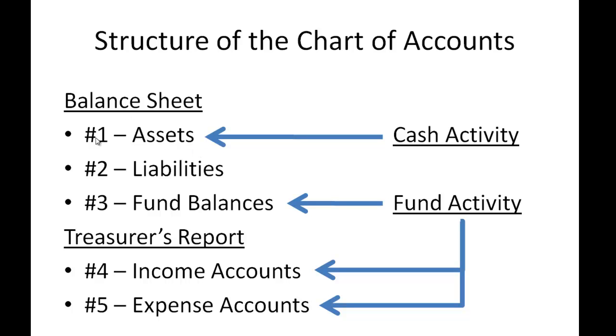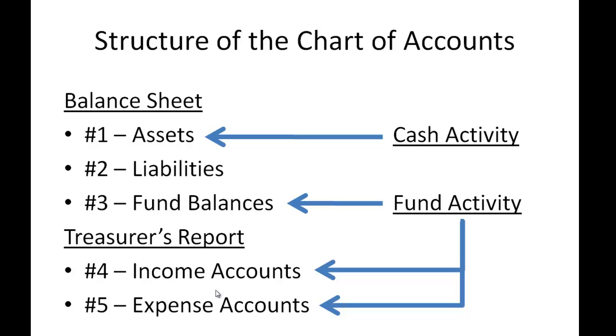So again, we started talking about the balance sheet, which is the snapshot in time as of a certain date, and you get your balancing items, your assets equaling liabilities plus fund balances. Then you have your treasurer's report, which mirrors your income statement, your 4s and 5s, those add to the fund balances and subtract from the fund balances. 4s add to, 5s subtract from. And you can just look at a treasurer's report and see how you're doing.